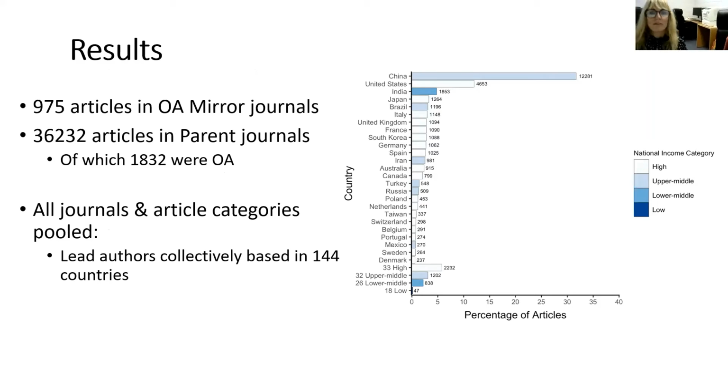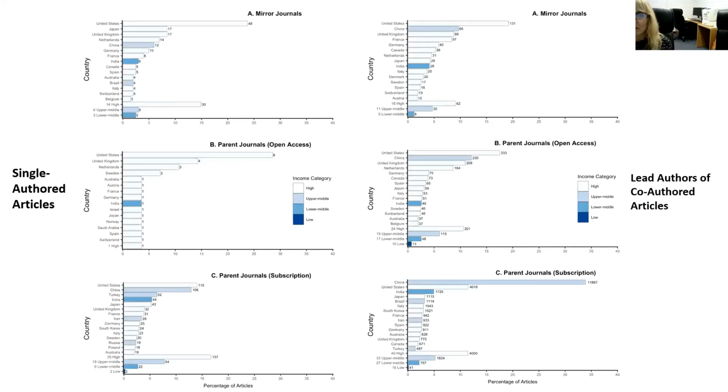Just from our preliminary analysis of all the articles, there are 975 articles in the OA mirror journals. And as Leandra was saying, it was quite a difference in sample size. There were more than 36,000 articles in the parent journals, of which around 18,000 were open access articles. With all the journals and article categories pooled, the lead authors were collectively based in a total of 144 countries. But as you can see, these are not even across the different national income categories of countries.